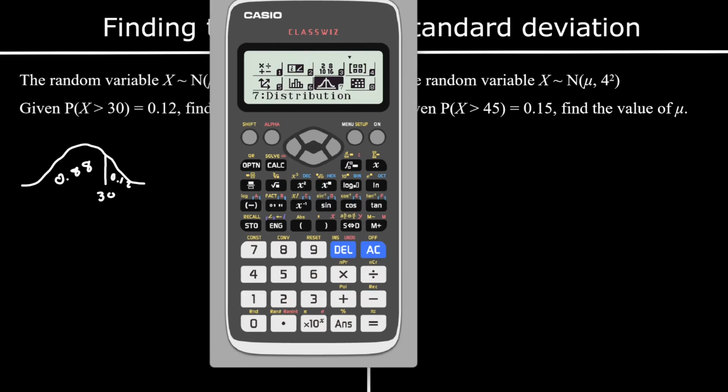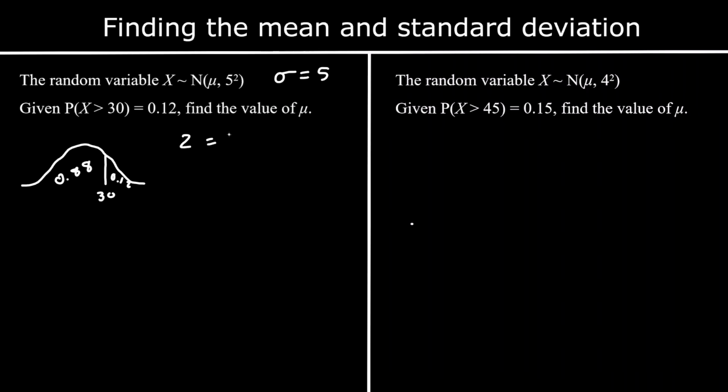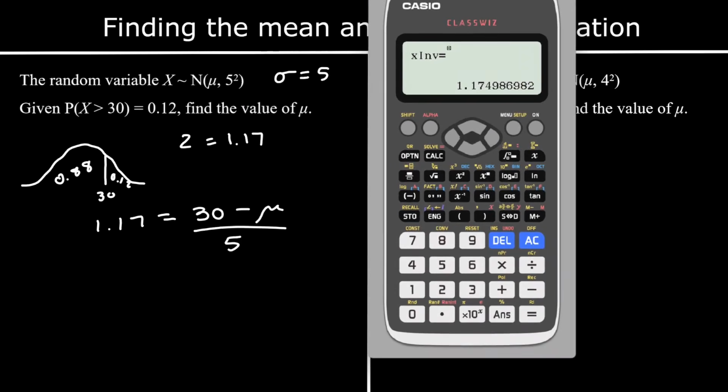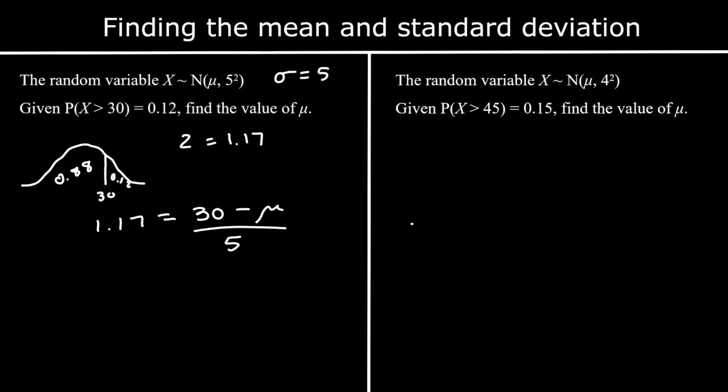So back to inverse normal. The area is 0.88. It's a standard normal. And we get 1.17. So now we're going to put it into the formula. So 1.17 is x minus the mean divided by the standard deviation. So we're going to times by 5. Answer times 5, 5.87 is 30 minus the mean.